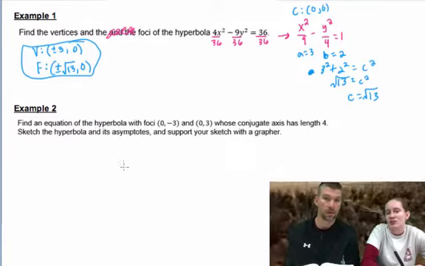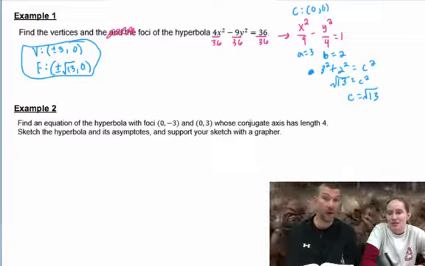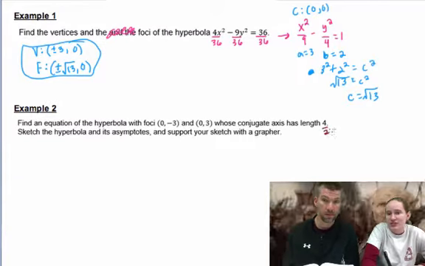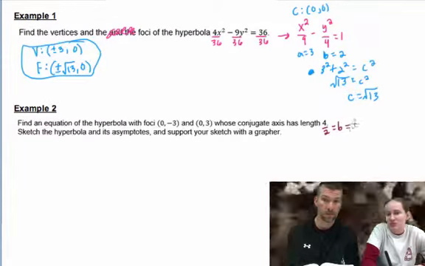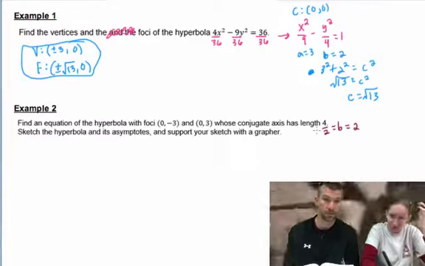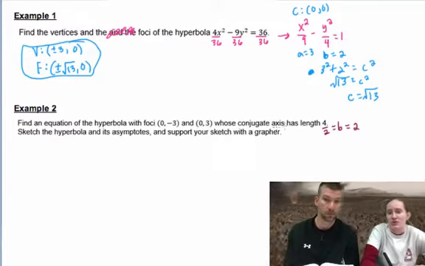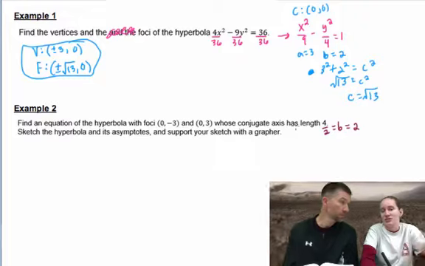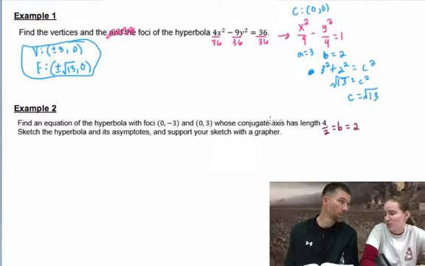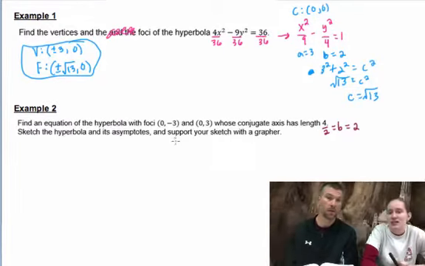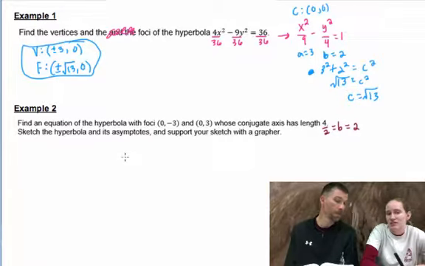conjugate axis has length 4. That's going to be the b part, half of that. So half of this is equal to b. So b is 2. Sketch the hyperbola and its asymptotes and support your sketch with a grapher. Now, they're going to give us all kinds of different information like they did with parabolas and ellipses, where you got to sit and sift through and figure out what is actually happening.